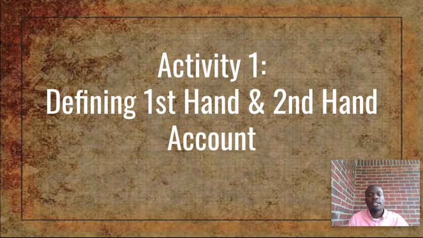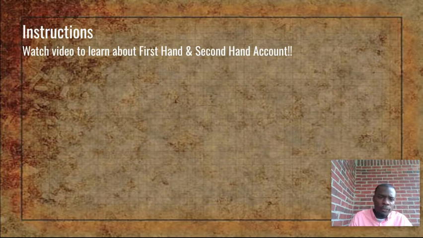So, activity 1 is first hand and second hand account. That's actually for all activities. We're gonna be learning about first hand and second hand account. You probably don't know much about it, but we're going to explain it in this video. Before you go on to learn about first hand and second hand, this slide will pop up. Click on this video so you can watch me explain what first hand and second hand account is. Let me get to it.